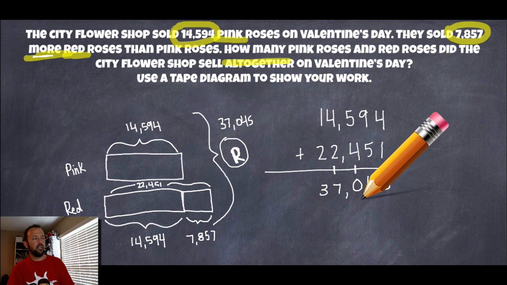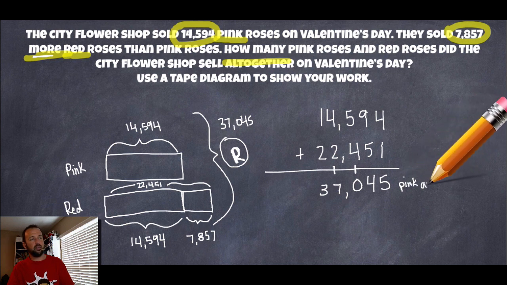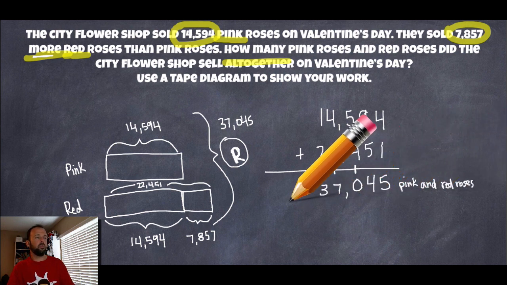So I'm going to say 37,045. You could say pink and red roses. You could say just roses all together, whatever you want to say. Just label your answer so we know what it is. Okay, so I got that labeled there, which is perfect.